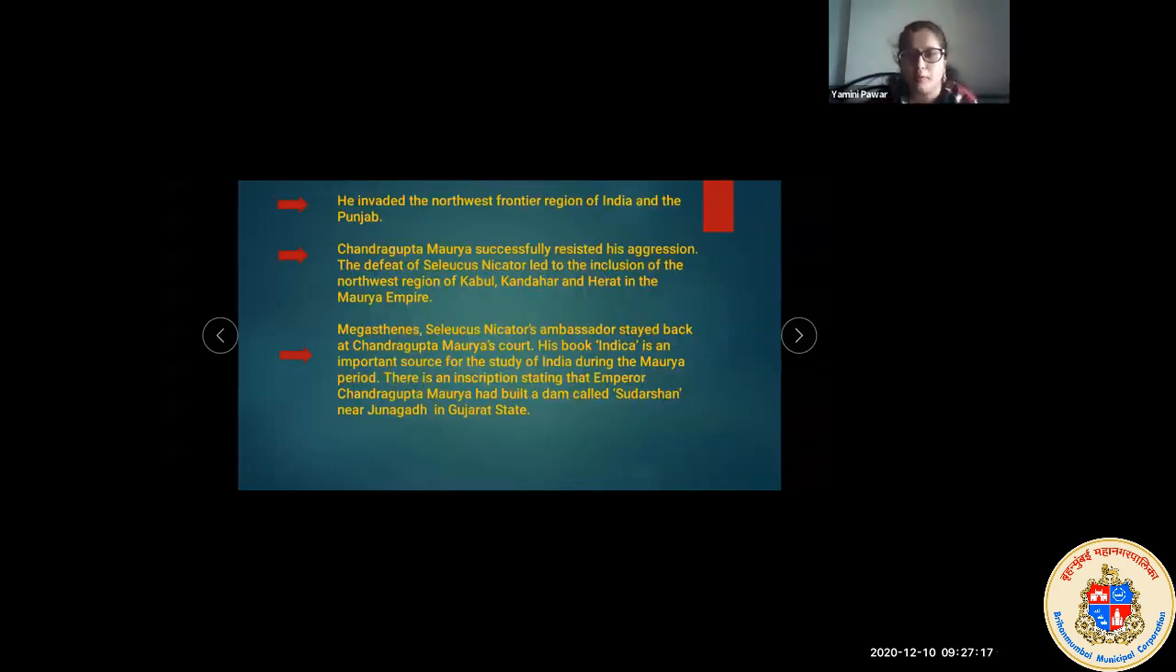What else did Chandragupta Maurya do? Let's look. In the next slide, you can look at the first point. He invaded the northwest frontier region of India and Punjab. Whatever region went with Alexander, he started ruling the northwest side. As I told you in the first slide, when Alexander was moving ahead, even Chandragupta invaded the northwest frontier, and he took whatever region was under them. He started taking the region of India back.